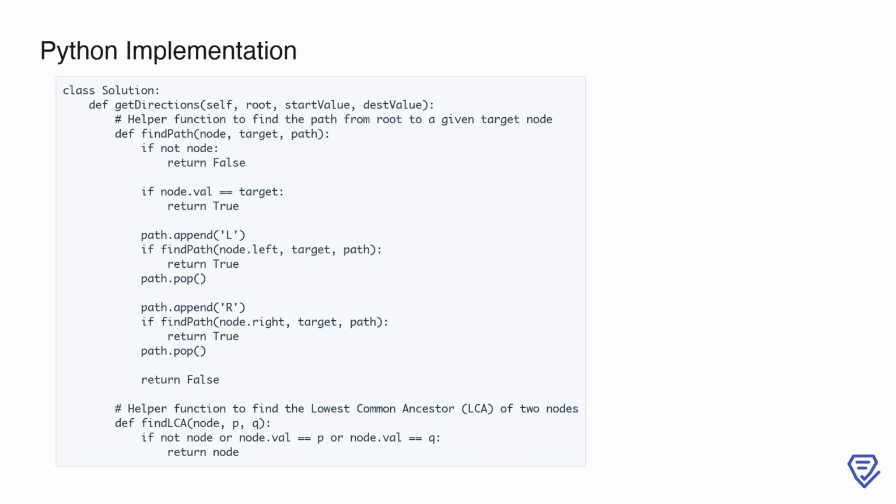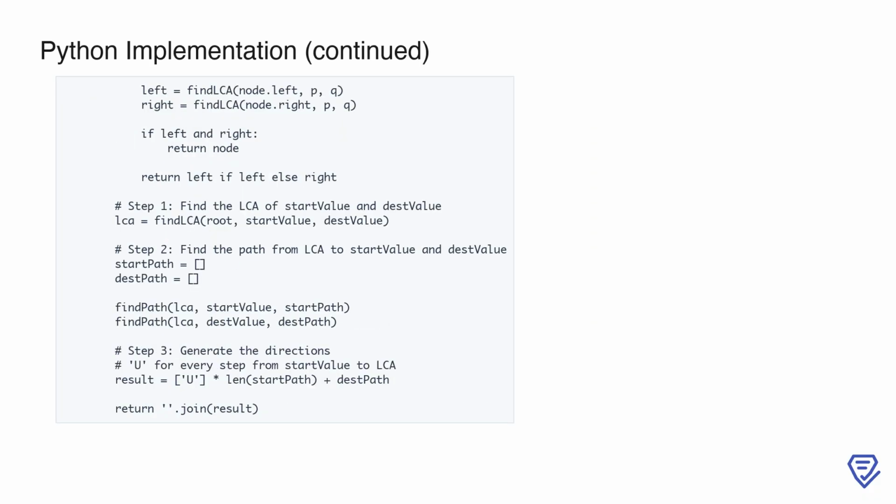Next, we define another helper function, findLCA, which is used to find the lowest common ancestor, or LCA, of two nodes. The LCA is the deepest node in the tree that is an ancestor of both target nodes. If the current node is null or matches one of the targets, we return the node itself as it may be the LCA. The findLCA function continues by recursively searching for the LCA in both the left and right subtrees. If results are found in both subtrees, it means the current node is the LCA, so we return it. Otherwise, we return whichever subtree contains a result, which will propagate up the tree to identify the LCA.